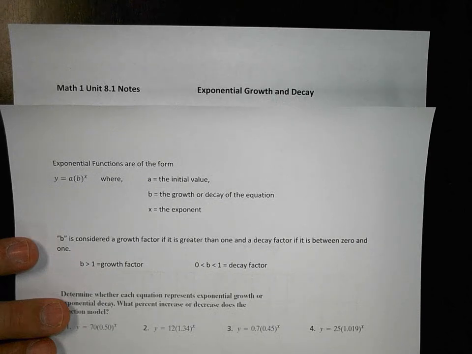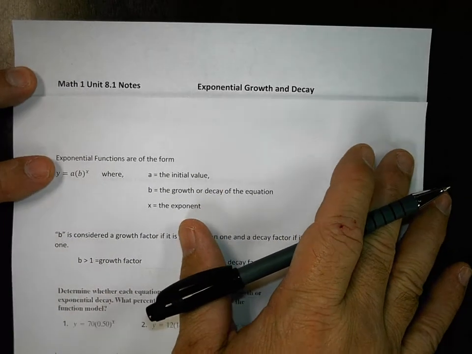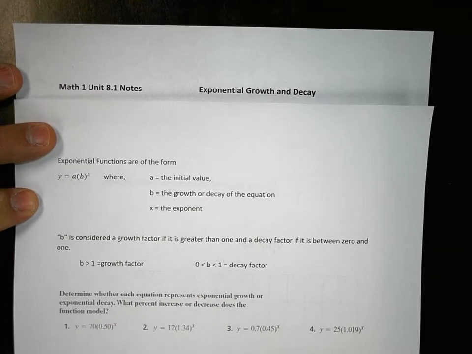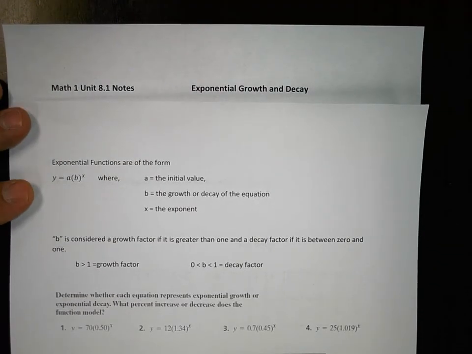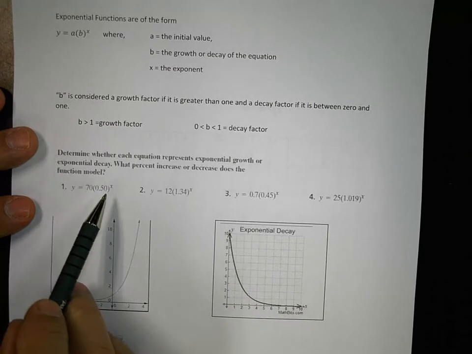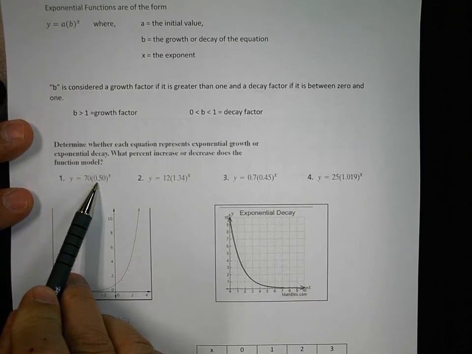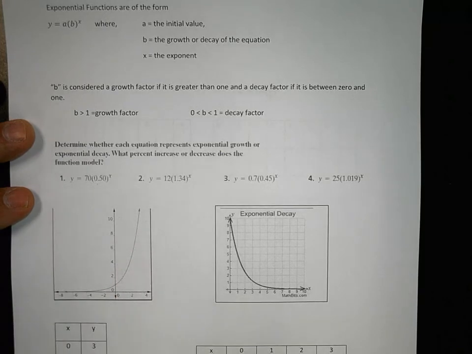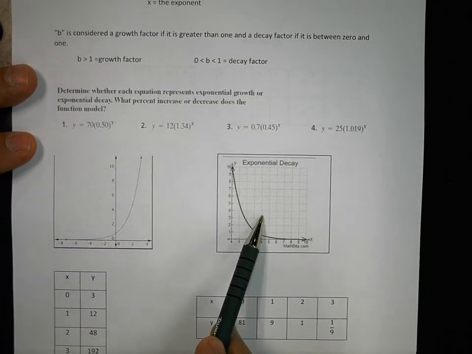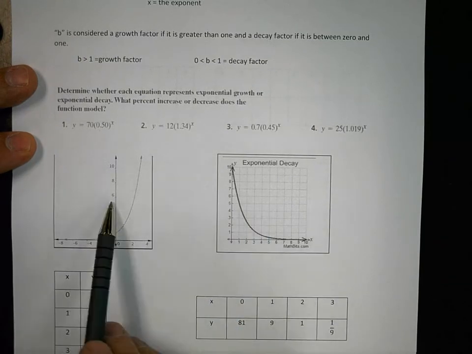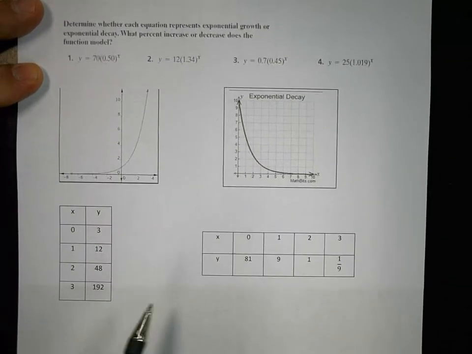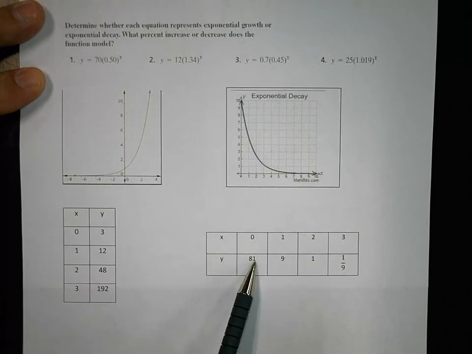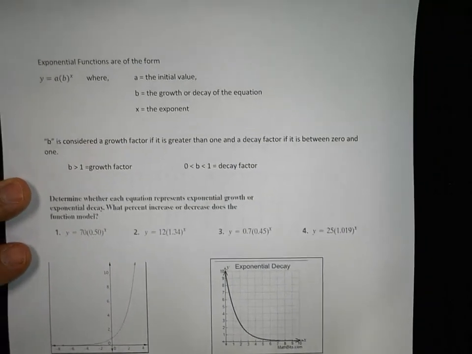All right, Math 1, Unit 8.1 notes, continuing on with exponential growth and decay functions. So as I said before on the other video, we want you to be able to recognize an exponential function three different ways. First, by seeing the equation of an exponential equation, we'd like you to be able to recognize whether it's a growth or decay function. If we see a graph of an exponential growth or decay, we'd like you to recognize which one it is. And of course, if given a table, we'd like you to be able to recognize exponential growth or decay.